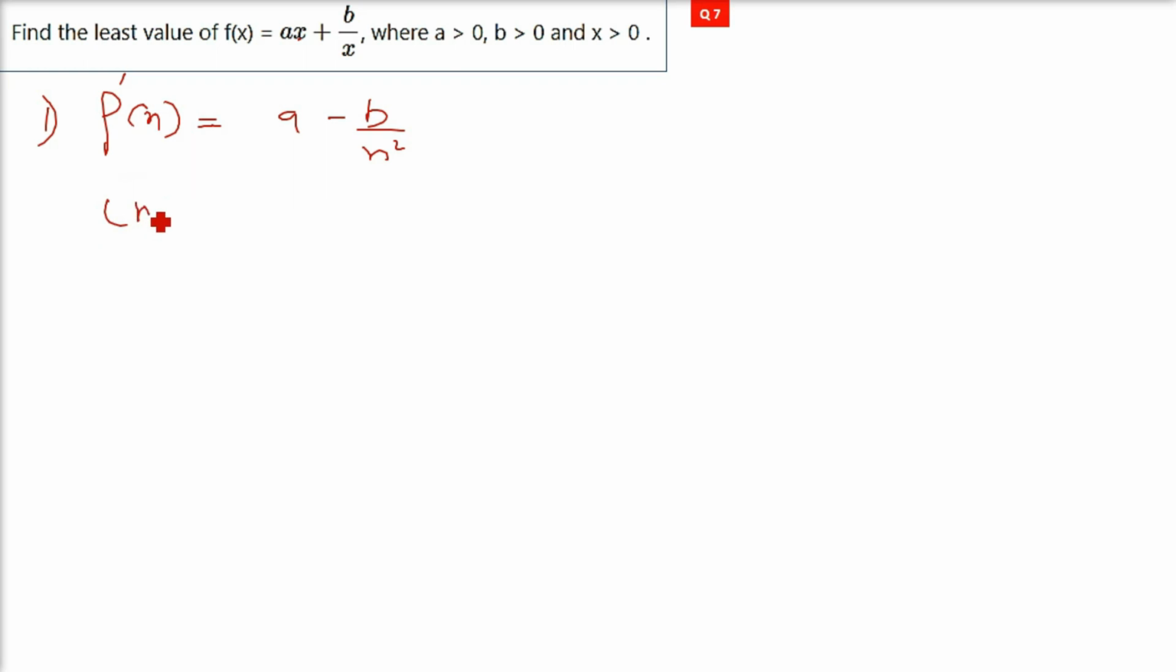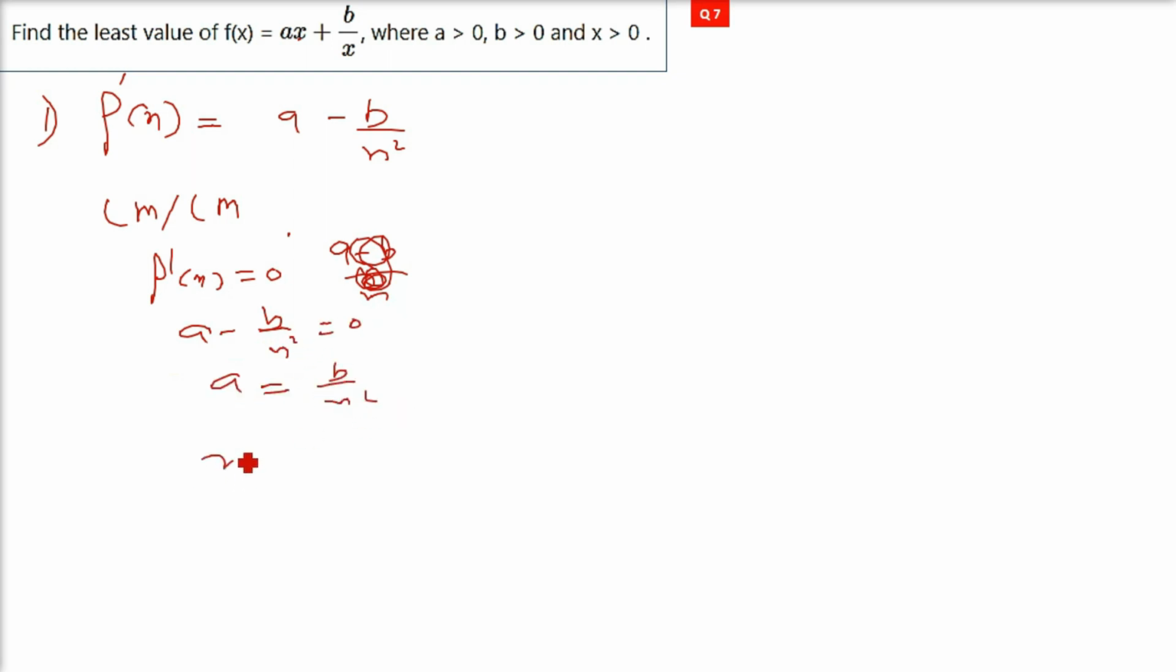Next is you have to find out the local minima and local maxima. For that you need to put this equal to 0. A minus b by x square equals to 0. So a will be equal to bx square. x square will be equal to b by a. So x will be equal to plus minus under root b by a. So under root b by a you got, but the only thing is everything is greater than 0.